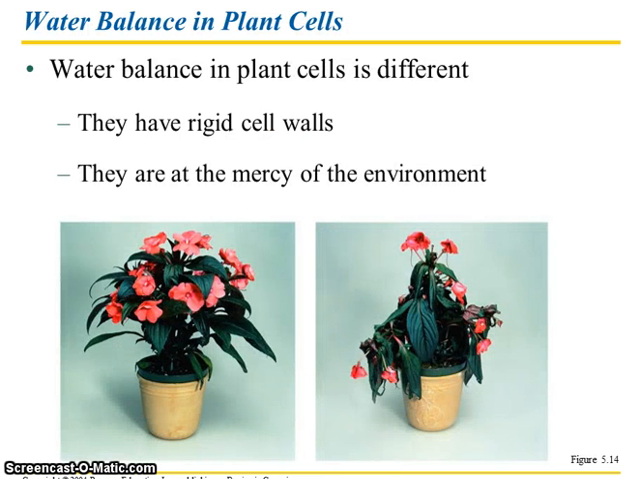And then in plant cells, because they have the rigid cell walls, the water balance is different. But they are at the mercy of the environment, so you'll see that when there's low water, they'll wilt. And then they have different structures in place, like the CAM and the C4, to help decrease water loss if they're in drier areas.